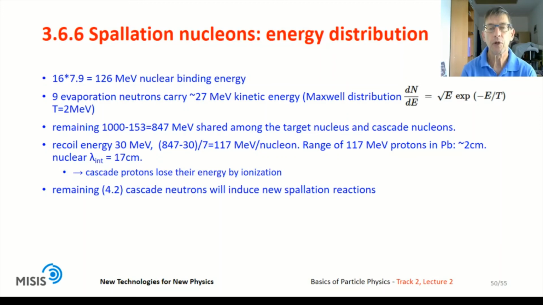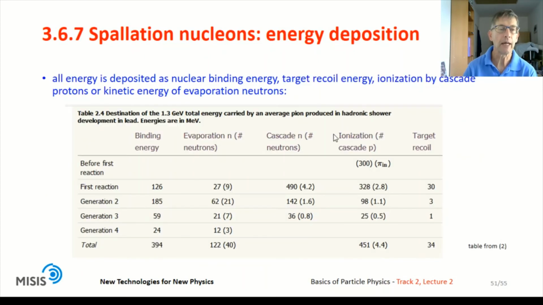And so you can see that for 117 MeV protons, they will not have further spallation interactions, and their range in lead would be 2 centimeters, whereas their nuclear interaction length is 17. So these protons will lose their energy by ionization, and the remaining 4.2 cascade neutrons will induce new spallation reactions. And it's one of the exercises for you to work out the energy distribution among the secondary nucleons which are created in the secondary reactions.